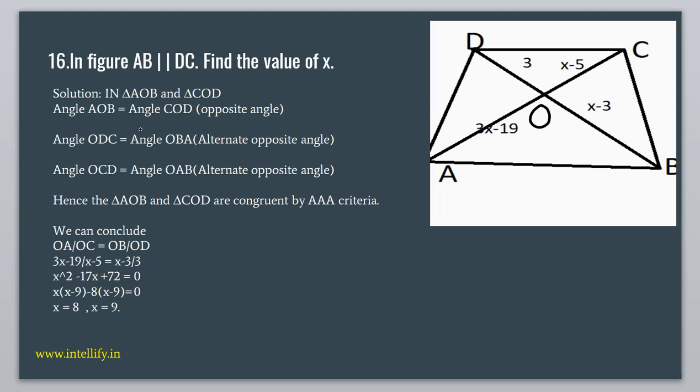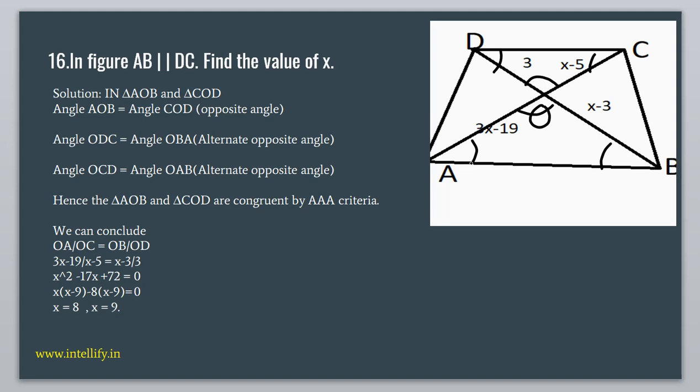From these two triangles, we can conclude angle AOB is equal to angle COD. That is, angle AOB equals angle COD. They are vertically opposite angles, and hence they are equal. Next, we have angle ODC, which is here, and angle OBA, which is here. Since AB is parallel to CD, they will be equal because of alternate angles. And using the same concept, we can conclude OCD equals OAB.